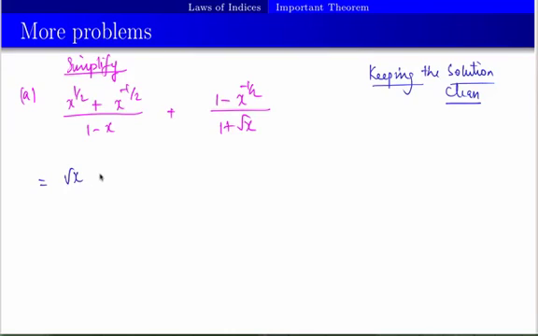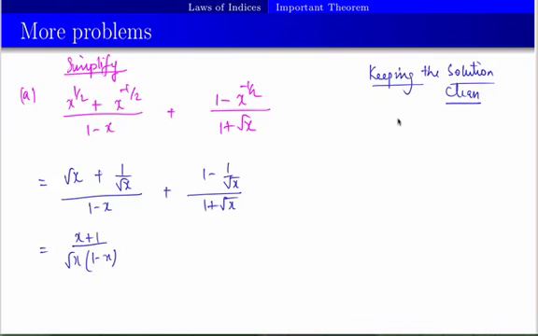So x raised to half is nothing but square root of x. x raised to minus half will become 1 upon square root of x, and I get 1 minus x plus, I'll get here 1 minus 1 upon square root of x upon 1 plus square root of x. The next step will be cross multiply. You get x plus 1 upon square root of x into 1 minus x. Remember this thing. Another note: a by b upon c will become a upon bc.